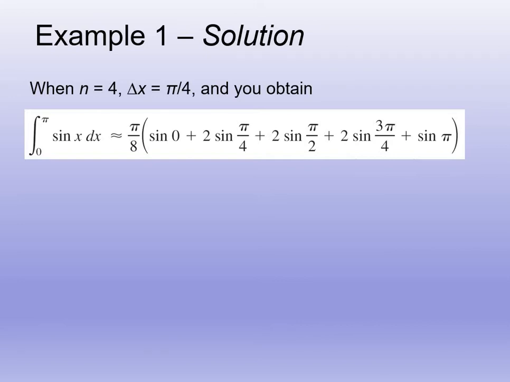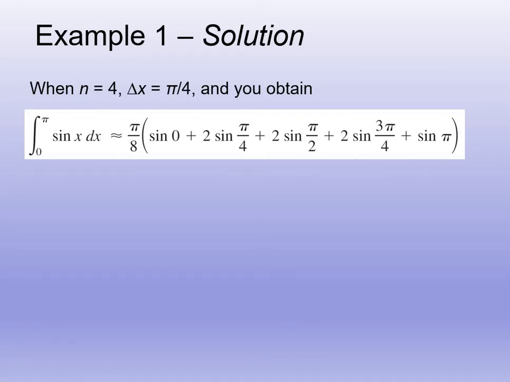So now we just have to apply this. It's going to be pi over 8 times sine of 0 plus 2 sine of pi over 4 plus 2 sine of pi over 2 plus 2 sine of 3 pi over 4 plus sine of pi. So notice on this, the outside two terms, the sine of 0 and the sine of pi, don't have any coefficients in front, and all the middle terms are going to have a coefficient of 2.